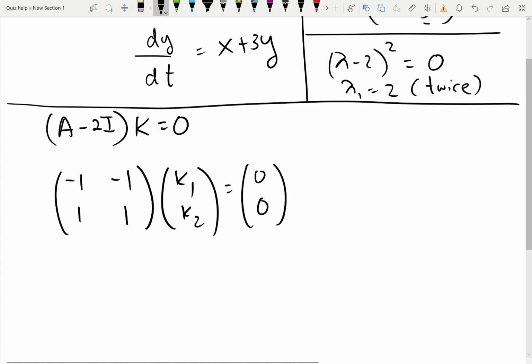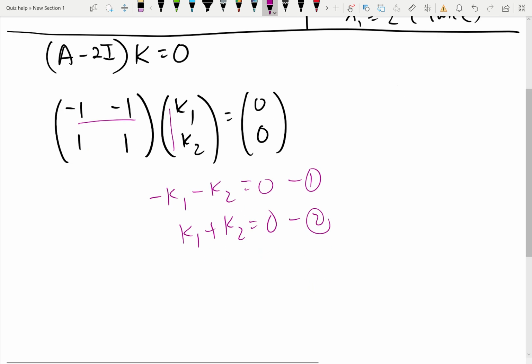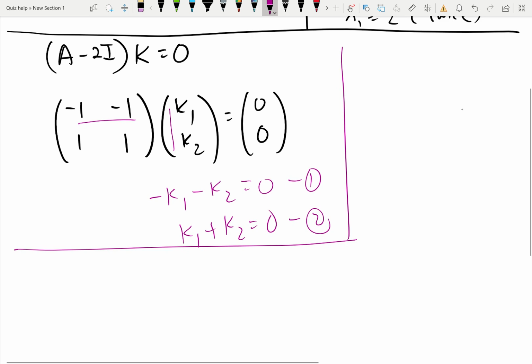Let's multiply. In 2 by 2 we don't generally use Gaussian elimination. So negative k1 minus k2 is equal to 0, and k1 plus k2 is equal to 0. You can use either equation because they are the same. Let's use the second equation. So we get k1 is equal to negative k2. Take k2 to the other side. We can choose k2 to be 1, then k1 becomes negative 1.